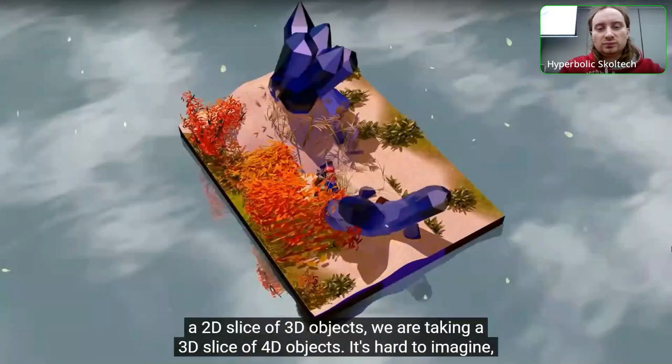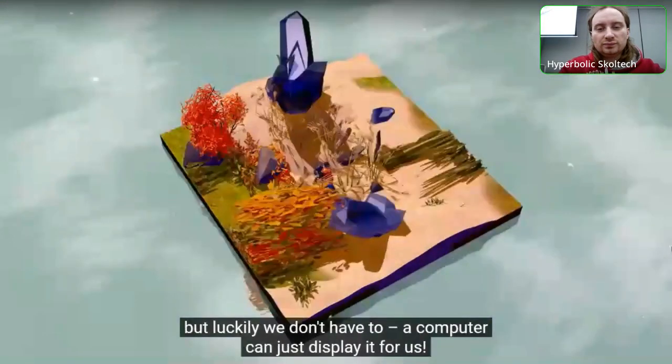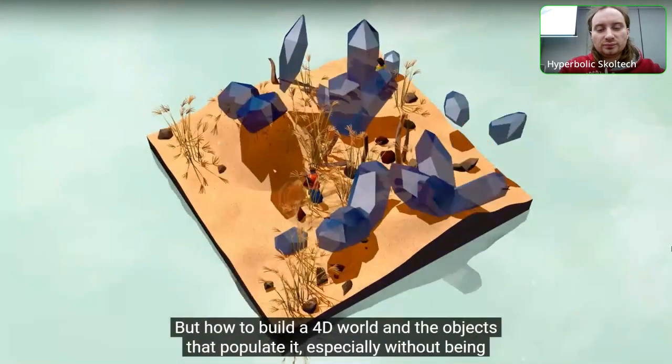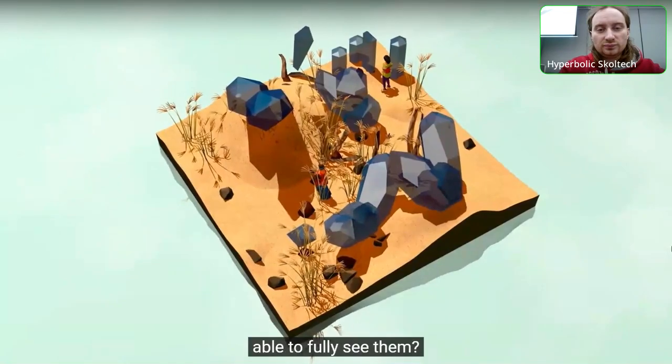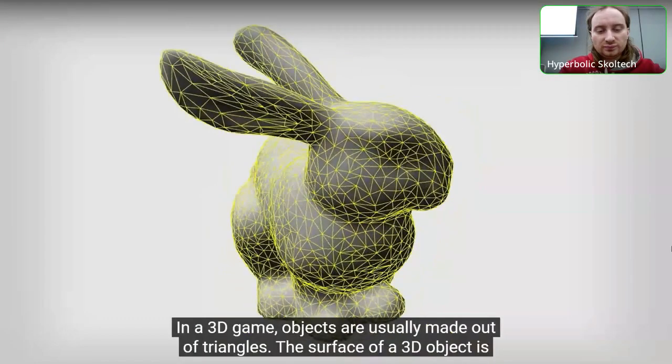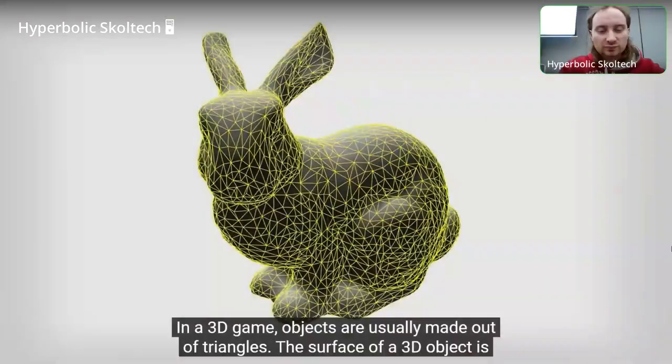It's hard to imagine, but luckily we don't have to. The computer can just display it for us. But how do you build a 4D world when the objects are populated, especially without being able to fully see them? In a 3D game, objects are made of triangles. The surface of the 3D object is 2D, and triangles have a 2D shape.